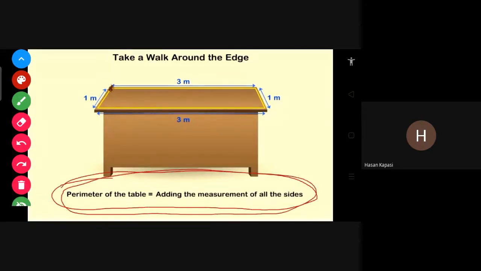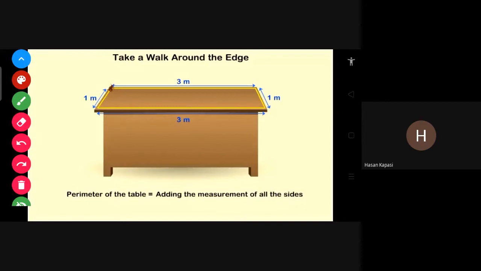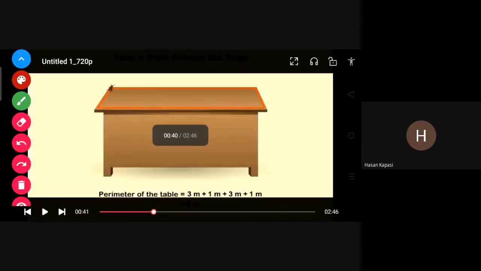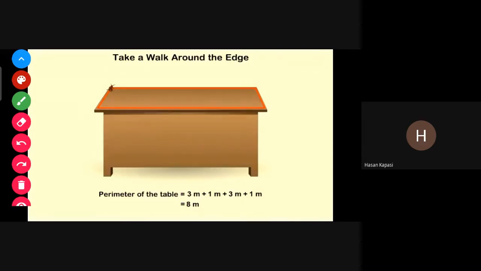Downside, what is given? Hassan, read this loudly. Yes, ma'am. Perimeter of the table, adding the measurement of all the sides. And how will you read this symbol? Is equals to. So perimeter of table is equals to adding the measurement of all the sides. So in a rectangle, these both are same and these opposite are same. Means up, down and left, right are same. That we have to add. So here we have added 3 plus 1 plus 3 plus 1. So 8 meter. So we found the perimeter.